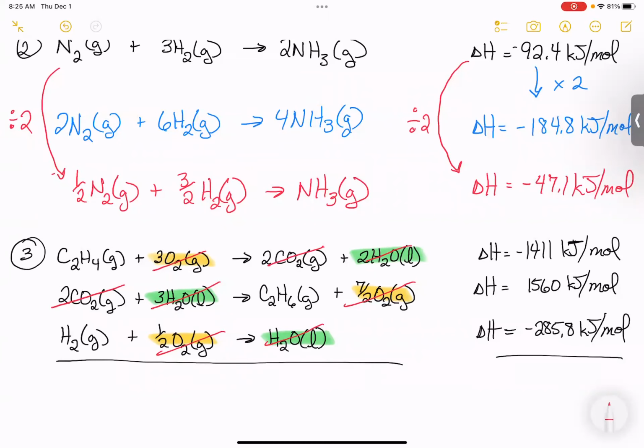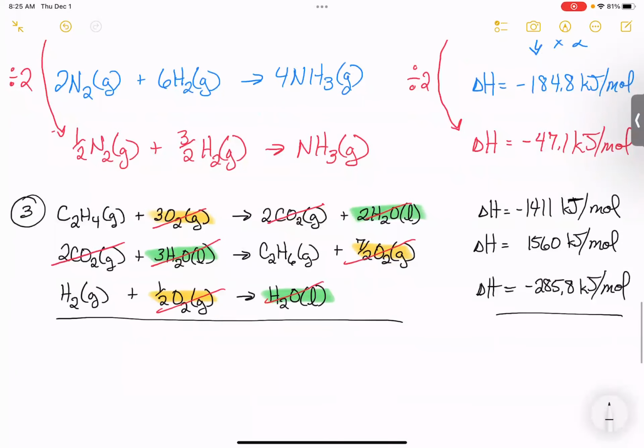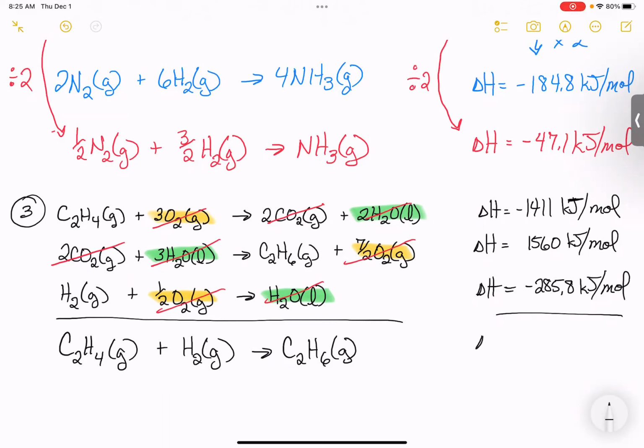Anything that did not cancel out comes down into the final equation. So C2H4 gas plus H2 gas produces ethane gas. Now for this last reaction, where it's ethylene or ethene and hydrogen reacting to form ethane, I added the 3 subreactions together. So to get the enthalpy of the reaction, I'm going to add the 3 enthalpies together.